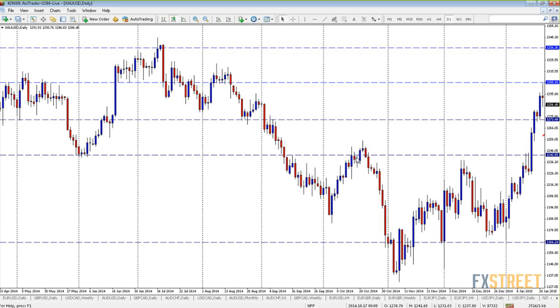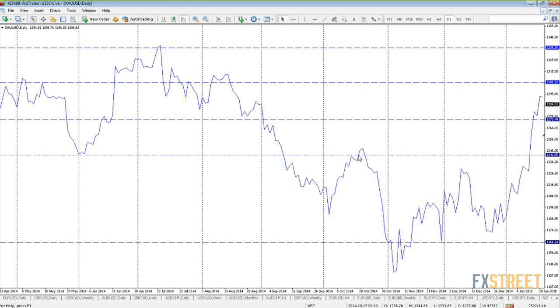So you can see here, this over here is an example, if I go to the line chart, of two touches. Market fell through this level, came back up, touched it once, touched it twice, and then fell, right?